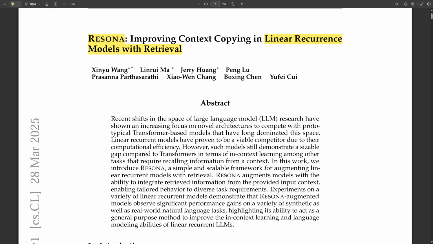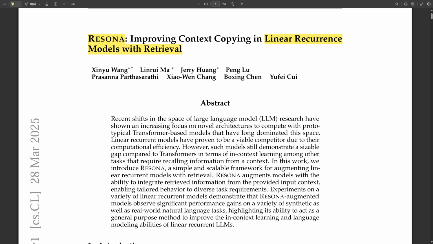Yeah, for sure. So today we're diving deep into Resona: improving context copying in linear recurrent models with retrieval. Now, a lot of our listeners are probably familiar with transformer models. Right, the big players these days. Yeah, they power a lot of the language tech we see, but there's growing interest in exploring linear recurrent models, or LRMs, as maybe a more efficient alternative. For sure. And for good reason. So why are LRMs potentially more efficient?